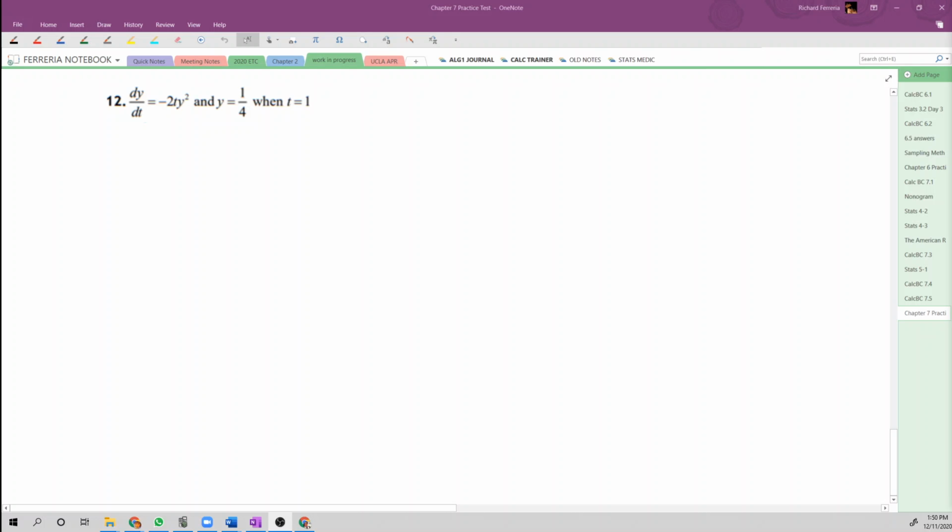Okay, for number 12, we have this differential equation dy/dt equals negative 2ty squared, and we have an initial condition over here, (1, 1/4). Solving this initial value problem means that we're going to start by separating variables. So we'll divide both sides by y squared, and we'll multiply both sides by dt.